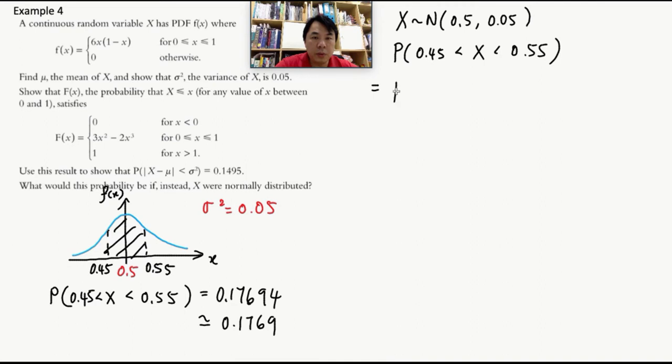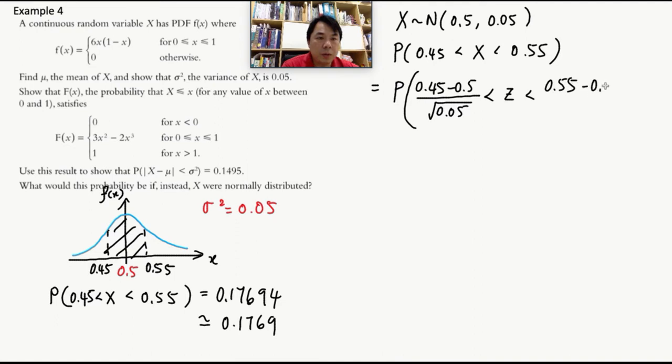So for this, usually we prefer to turn it into a z-score. That will be 0.45 subtract off 0.5, so 0.45 minus 0.5, divided by the standard deviation, which is square root of 0.05. And then that can be turned into a z-score. From here, this is 0.55 subtract off 0.5 divided by square root of 0.05. So that's a 0 there.